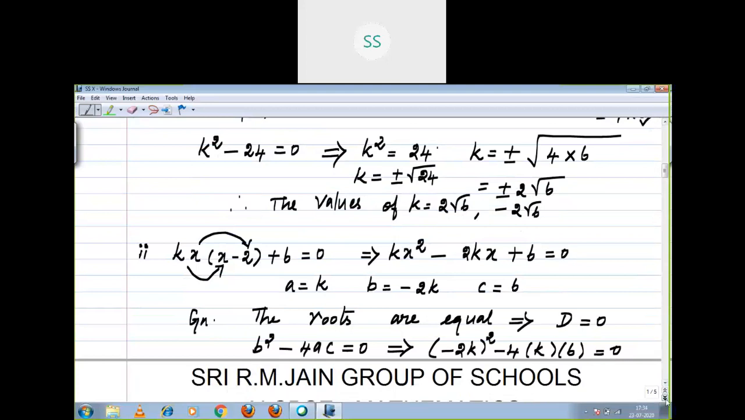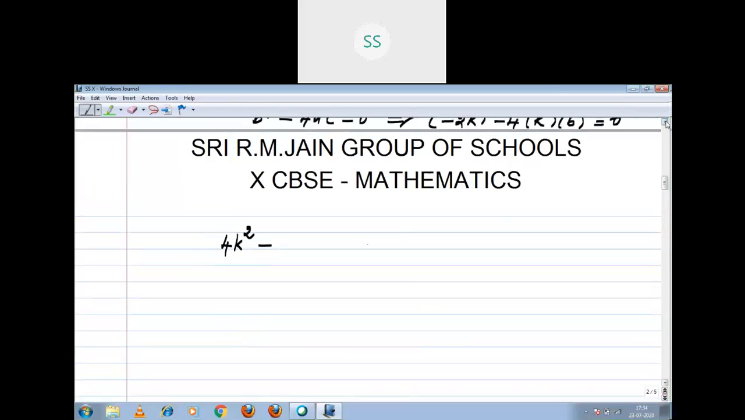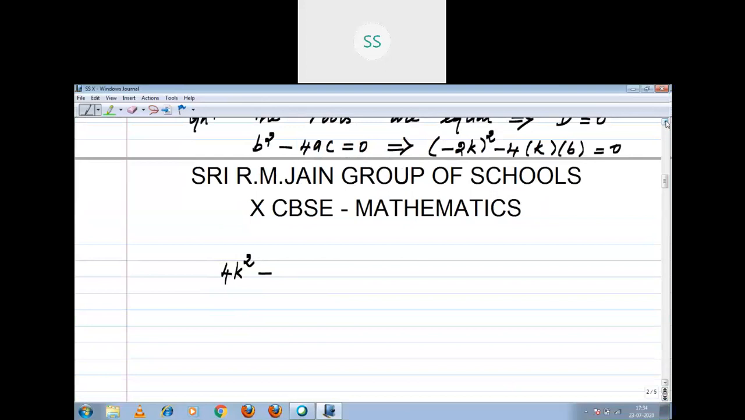Now, what it is? Minus 2k square, 4k square minus. If you want, I will show the previous. Right, children? See here. Minus 24k, minus 24k equal to 0.